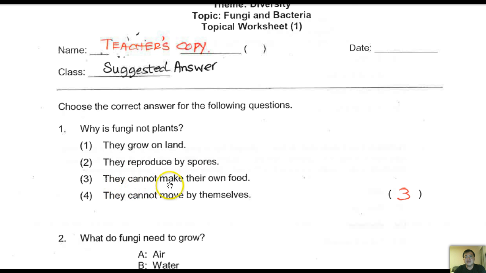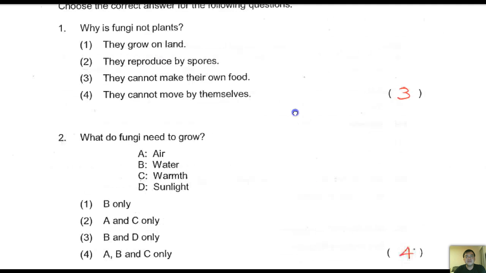Okay, they cannot make their own food. Fungi cannot make their own food. All right, the answer is 3. They cannot move by themselves. Now, of course, both of them can move by themselves as living things, but most of the time they cannot move from place to place. In fact, all of the time, right? They can't really move from place to place. So the answer is 3 here. Right, let us carry on.